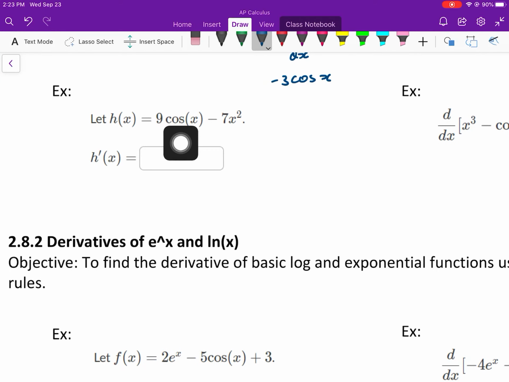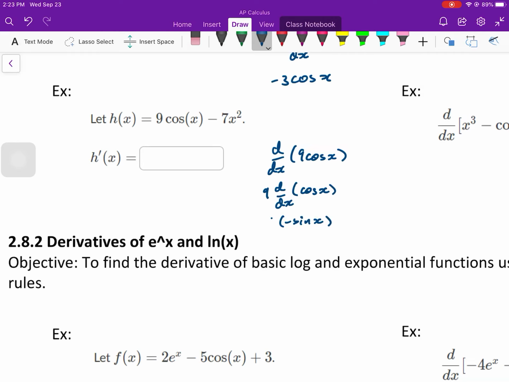And then right here, this is where we need to be careful. Derivative of cosine of x is negative sine. So remember that 9 comes out to the front. If we were just going to think of the derivative of just that on its own, 9 cosine of x, that 9 would come out to the front and be multiplied by our answer. Derivative of cosine is negative sine. So you can think of this as 9 times that, which is negative 9 sine of x, minus 14x.